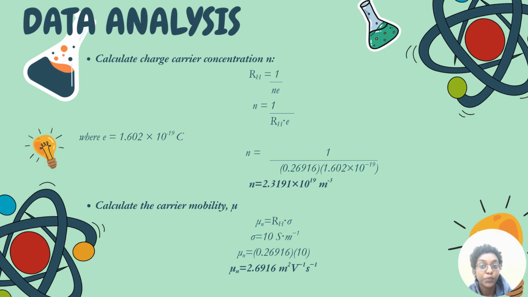Now we move to calculating the charge carrier concentration n. RH equals 1 over ne, so n equals 1 over RH e, and then just plugging the values. We also calculated the carrier mobility mu.